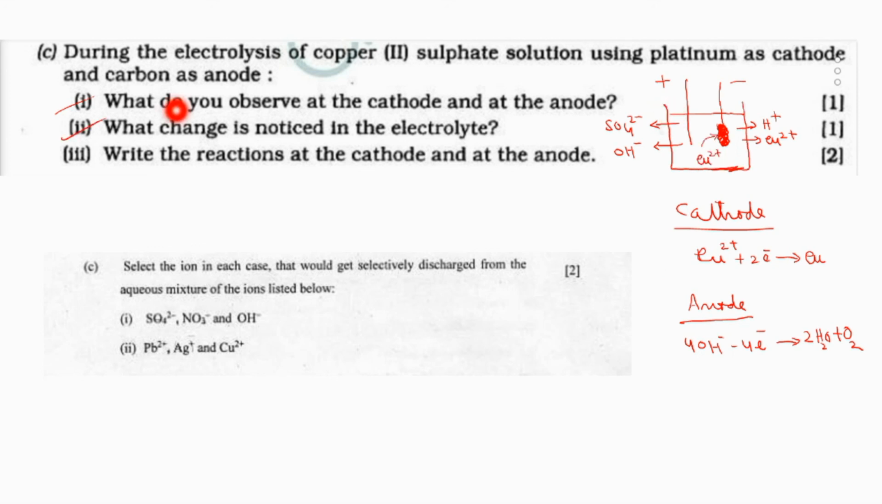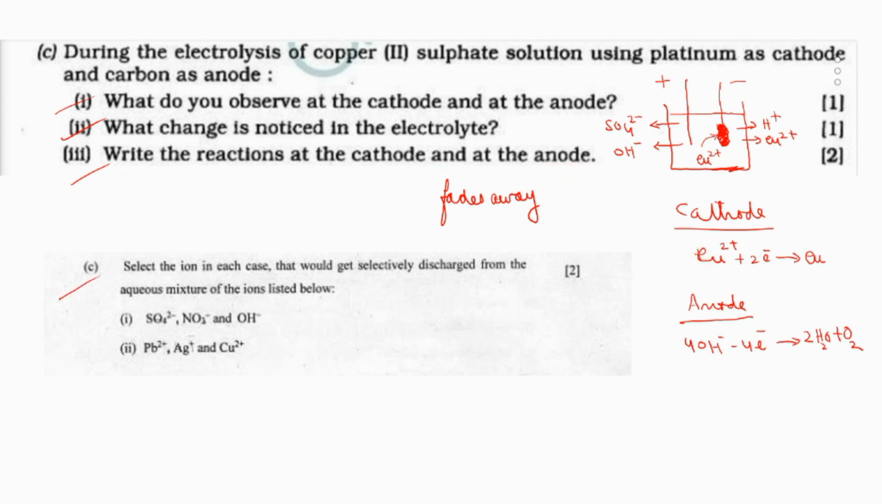What change is noticed in the electrolyte, they are asking. So you should remember Cu2+ ion is responsible for the blue color of copper sulphate solution. It is getting deposited as copper metal. But at the same time, from the anode, Cu2+ ion is not getting into the solution. As a result, what will happen? The color of the electrolytic solution fades away. Okay. Yes, you can just write like that. Now see the next one. Write the reaction taking place at the cathode and at the anode. We have written that already.